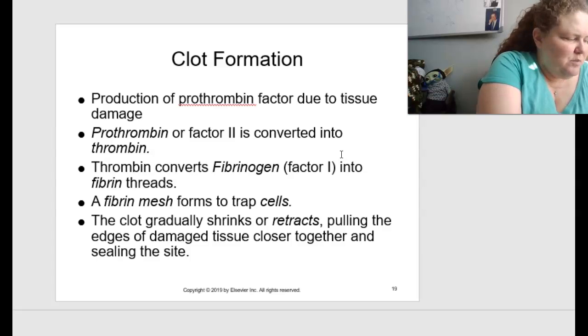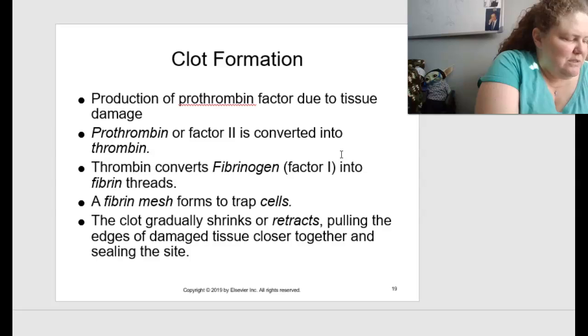Then the second step would be that prothrombin, or factor 2, which is inactive in the plasma, is converted into thrombin. And then the thrombin is a multifunctional molecule that functions both as a procoagulant and an anticoagulant. The third step is going to be fibrinogen, which is also known as factor 1, is converted into fibrin threads through the action of thrombin.